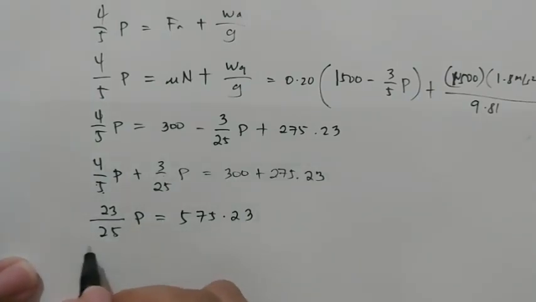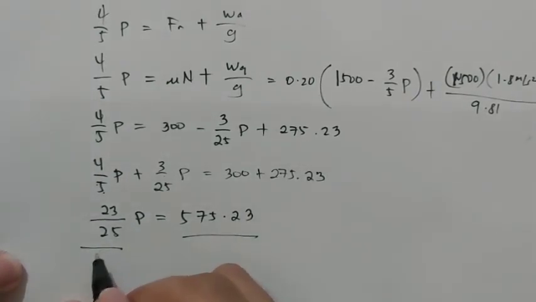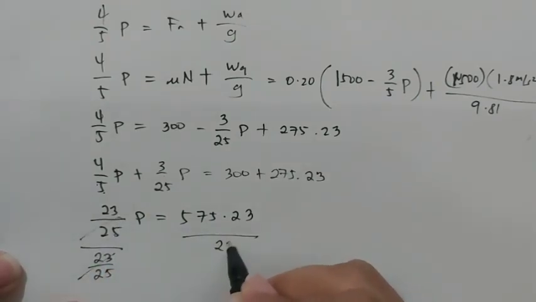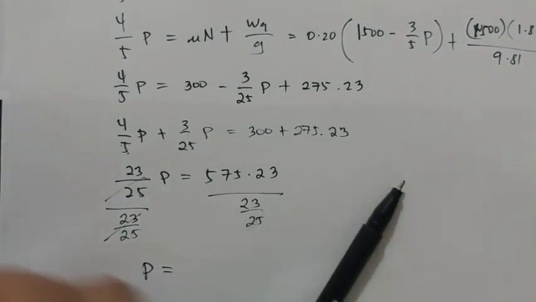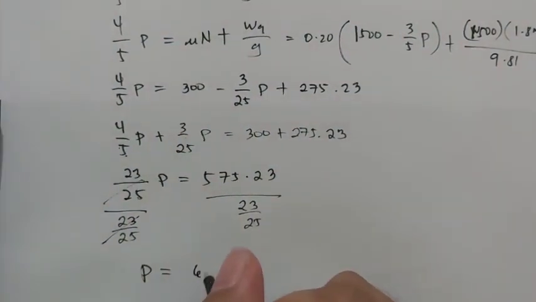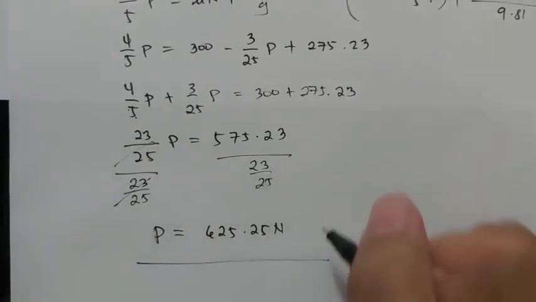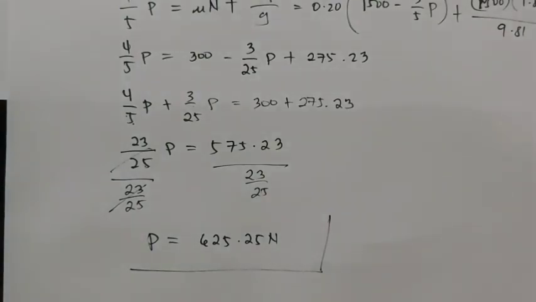So pinakamadaling gawin dito is divide natin both sides by 23 over 25. So we can see that, or we can solve that force P is equal to 575.23 all over 23 over 25. So that is 625.25 newtons. Therefore, this is the final answer.